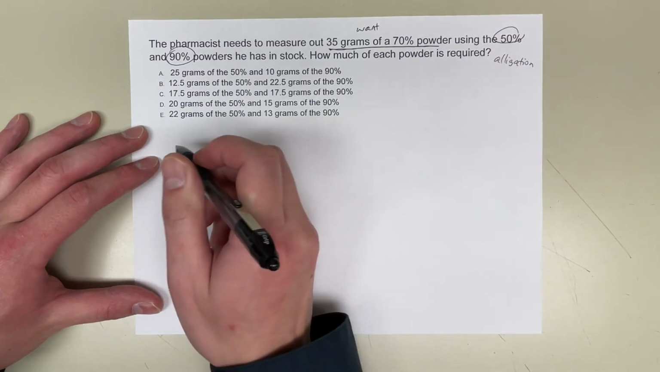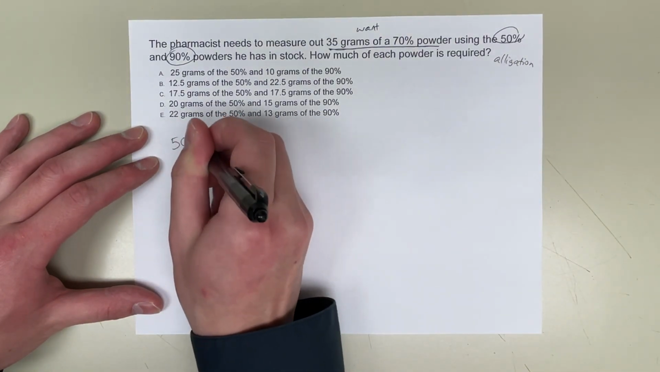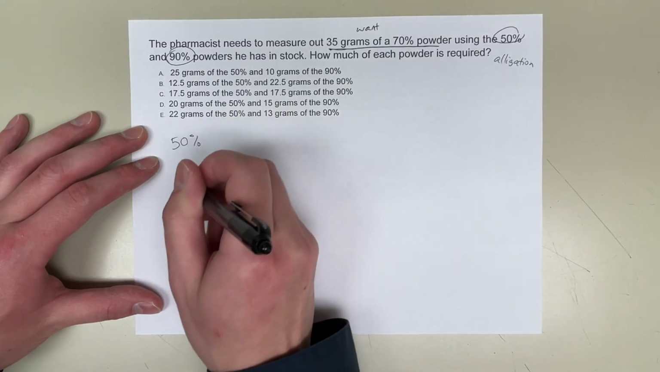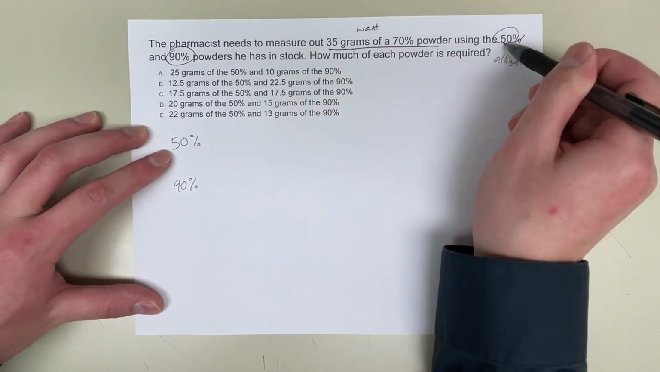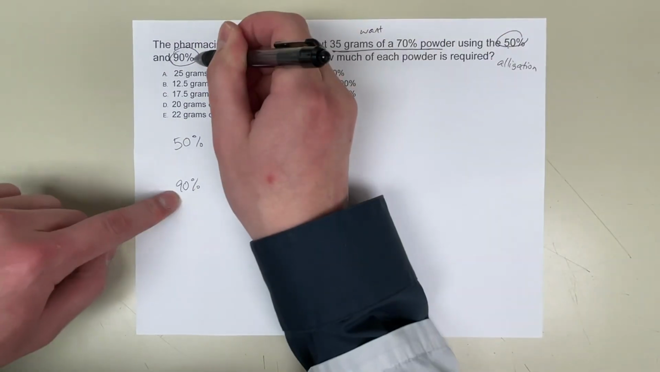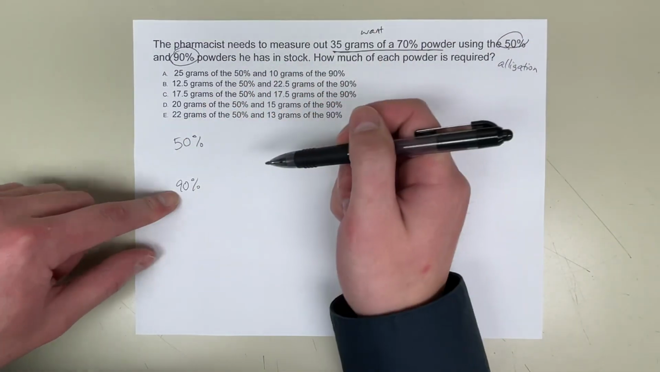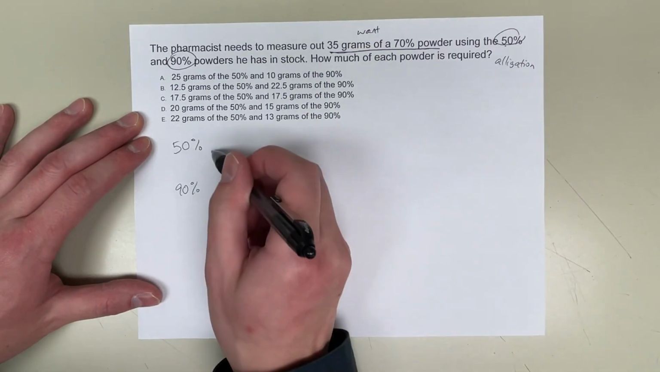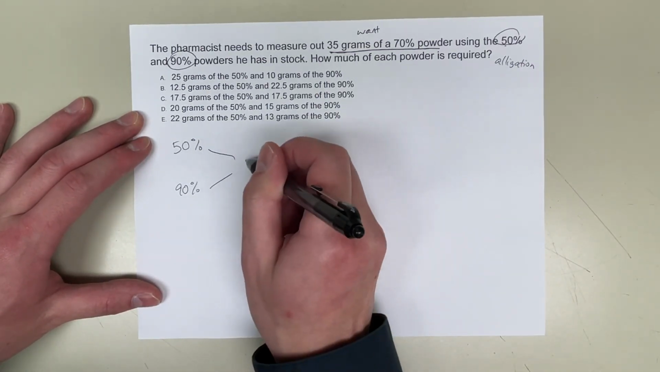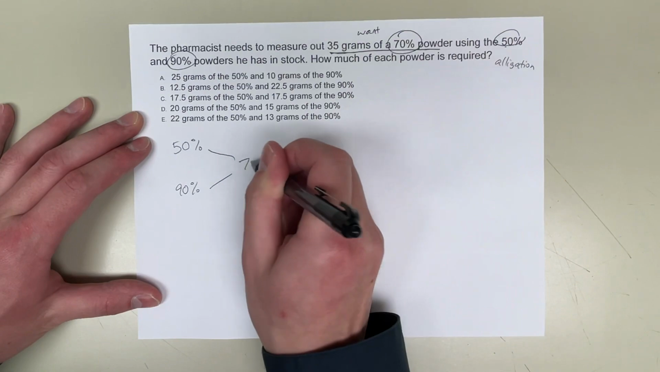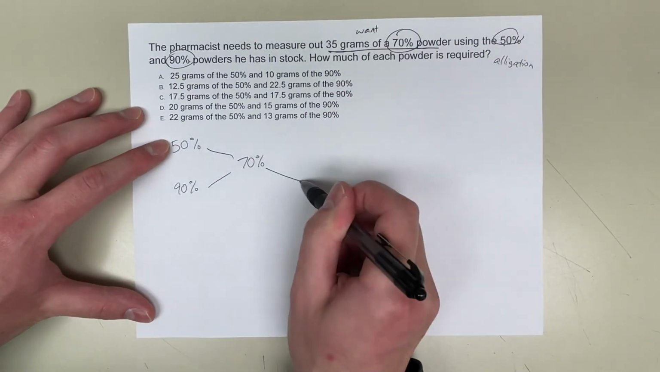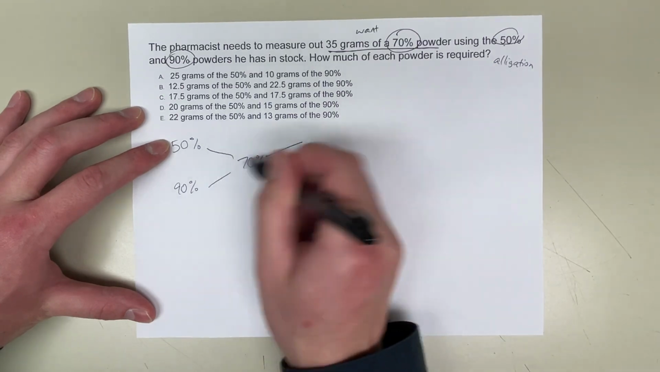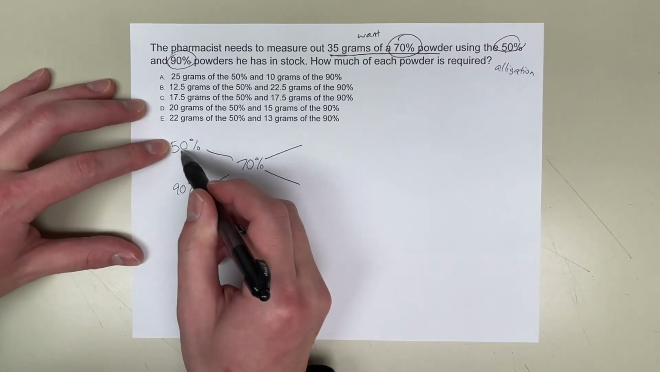All right, so to set up my alligation, I put one number on the top left here, and I put the other concentration down here, 50% here, 90%. You don't have to put percentage, I just like to put them there. And then you want to make a 70% powder, so this number here goes straight in the middle, and then you just put another lines crossing like this, and so you just follow the lines.